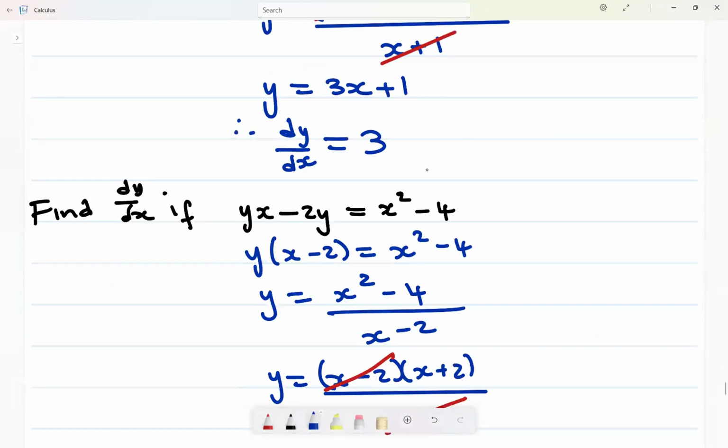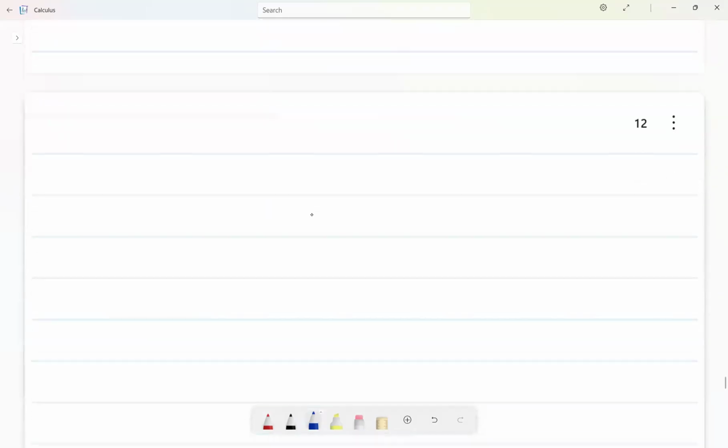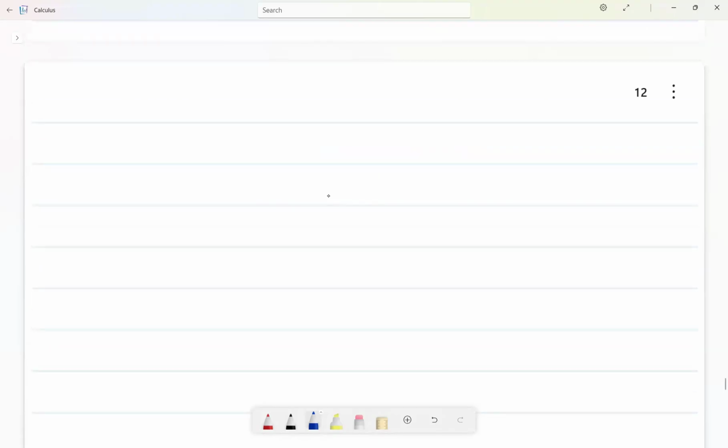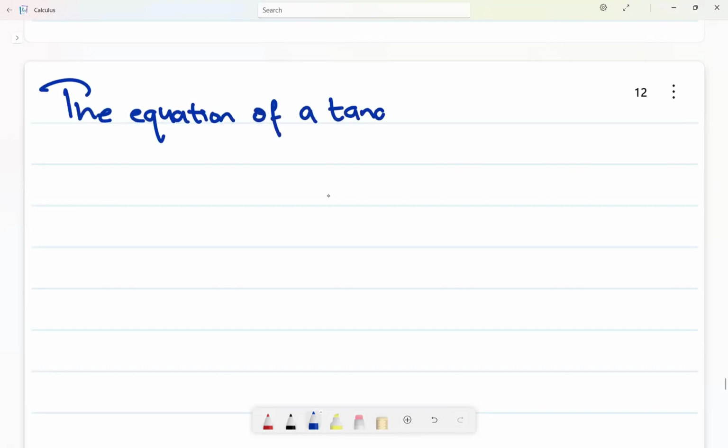Now, let me touch up something, okay? Let me touch up something that is going to need the... now we call that tangent for a curve. The equation of a tangent to a curve. Good.